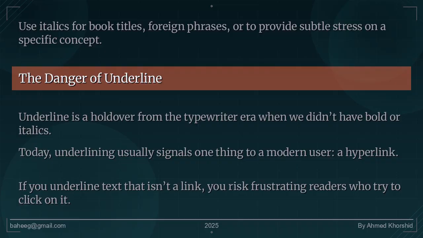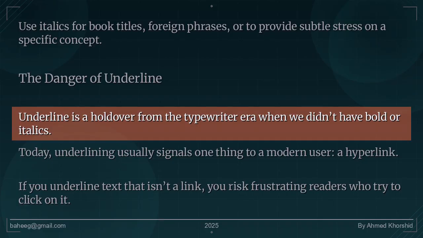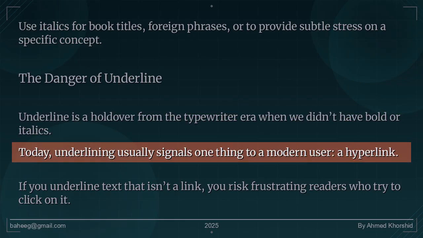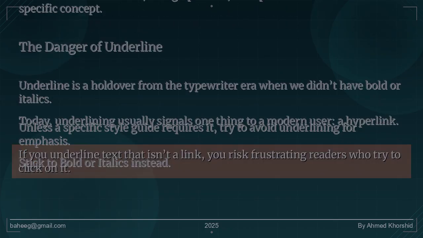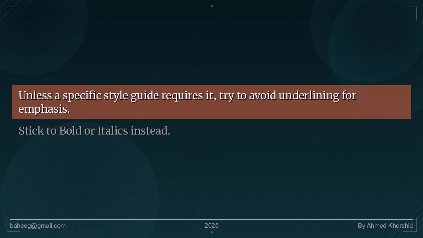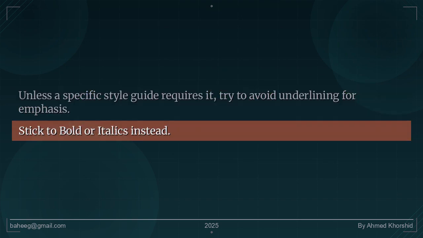The danger of underline. Underline is a holdover from the typewriter era when we didn't have bold or italics. Today, underlining usually signals one thing to a modern user: a hyperlink. If you underline text that isn't a link, you risk frustrating readers who try to click on it. Unless a specific style guide requires it, try to avoid underlining for emphasis. Stick to bold or italics instead.